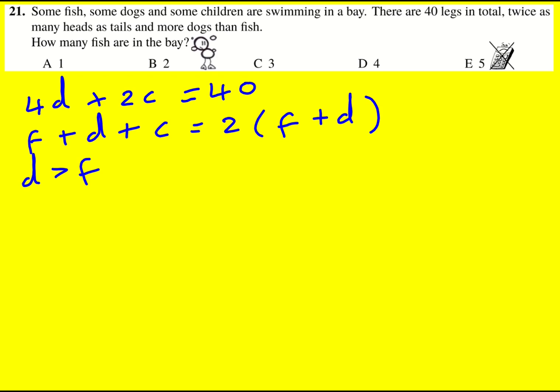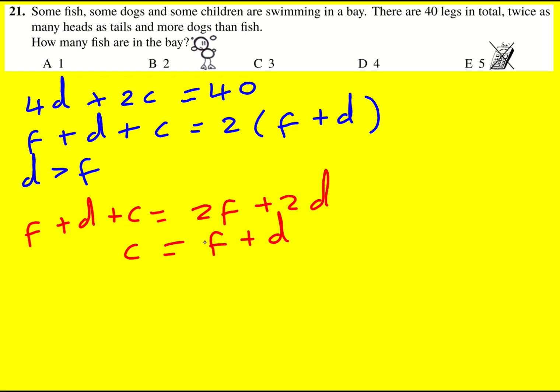Okay, and somehow we've got to combine this to work out what F is. Well, I'm going to first of all look at the second equation. So F plus D plus C is actually equal to 2F plus 2D. And that means I can subtract F and D from both sides, and it's going to be that C is equal to F plus D. So the number of children is equal to the number of fish plus the number of dogs.